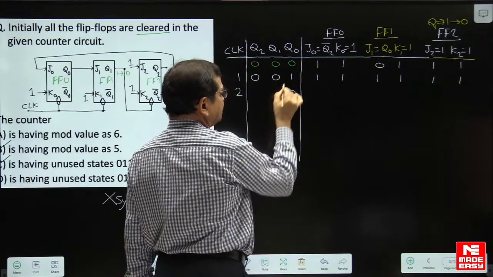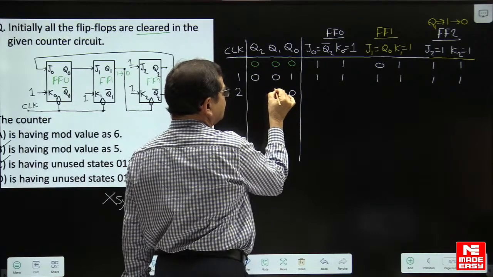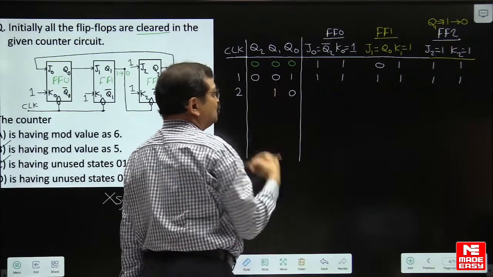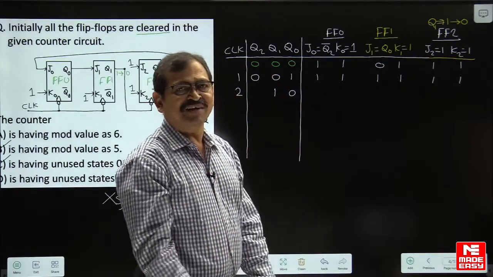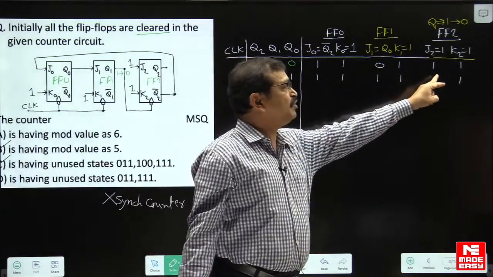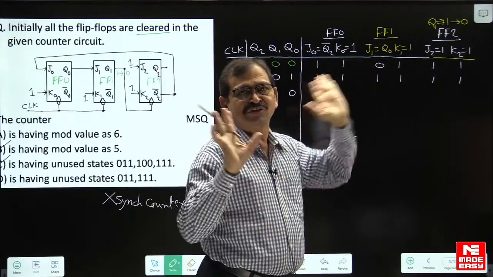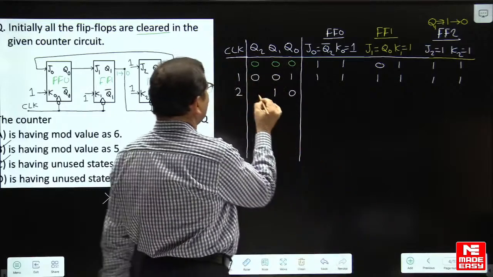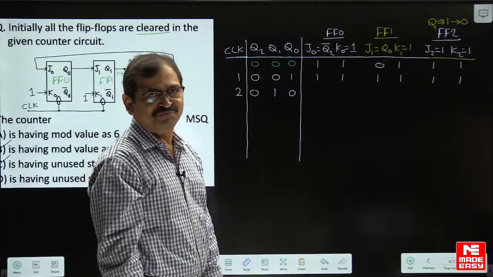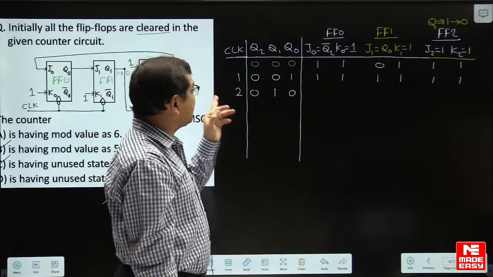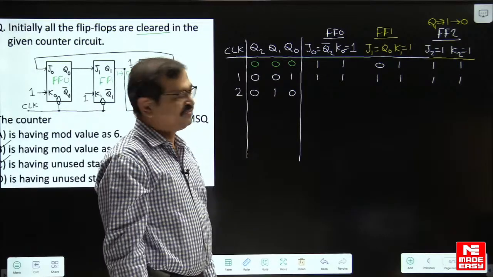It is changing 1 to 0. Because of this 1, 1, flip-flop 1 is toggling. It is changing 0 to 1. Flip-flop 1 is changing 0 to 1, but it is not giving a clock effect to flip-flop 2. If it is not giving a clock effect to flip-flop 2, it does not change. Flip-flop 2 will be the same, 0. So after the second clock pulse, the content of the counter is 0, 1, 0.